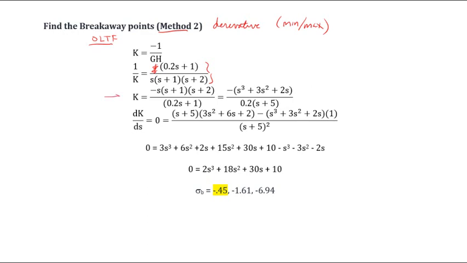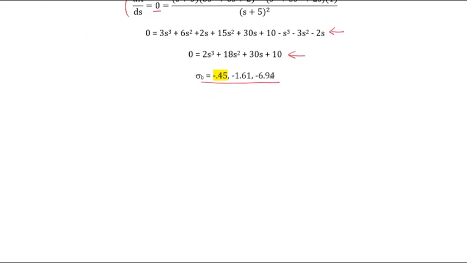Once I get my expression for K all figured out, not 1 over K, but K by itself, then I can take the derivative with respect to S and set it equal to 0, which is part and parcel of a min-max problem. I go through the derivative part, and then I'm going to get a polynomial. I'll combine terms, and then I'll use Wolfram Alpha or another tool. Again, I find 3 roots to that, and there's our negative 0.45. So that's another method.